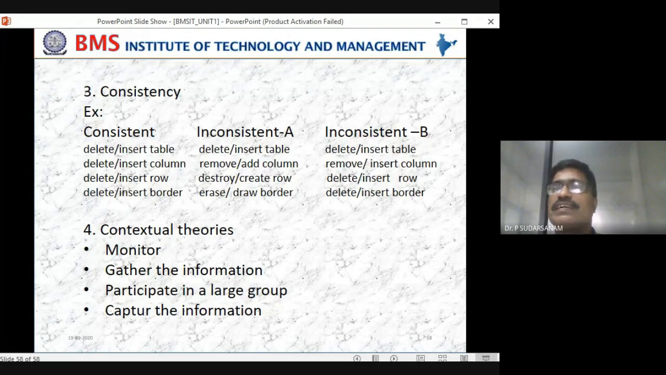Whenever NAAC or NBA comes, they will be asking only for proof. We have done such and such activities, so what is the proof? So you capture the information, collect it, and put it in one place. The relative information you have to put together. That is the contextual theories. You have monitoring, gathering the information, participating in a large group, and capture.